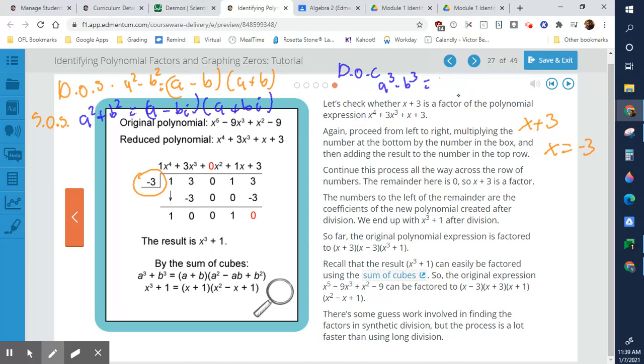Next one is sum of cubes. So I call it SOC, which is this one. Notice how it starts off with that a plus b, but now the second symbol is the opposite. Same thing here. It started off with the same symbol, but the second symbol is the opposite.